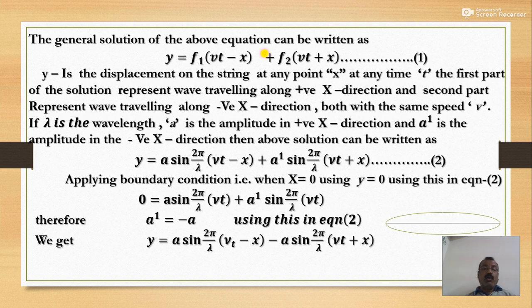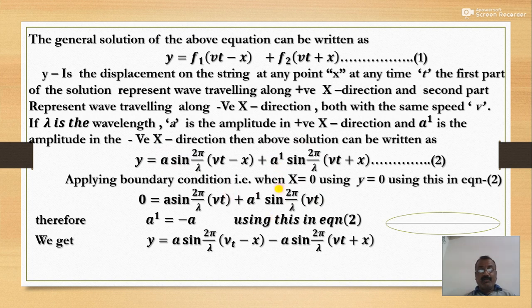Hence, both the waves execute simple harmonic motion. We can write y is equal to a sin 2 pi by lambda (vt minus x), which is the wave moving along positive x direction, plus a dash sin 2 pi by lambda (vt plus x), which is the wave moving along negative x direction with an amplitude a dash. a is the amplitude of the wave which is moving along positive x direction. a dash is the amplitude of the wave which is moving along negative x direction.